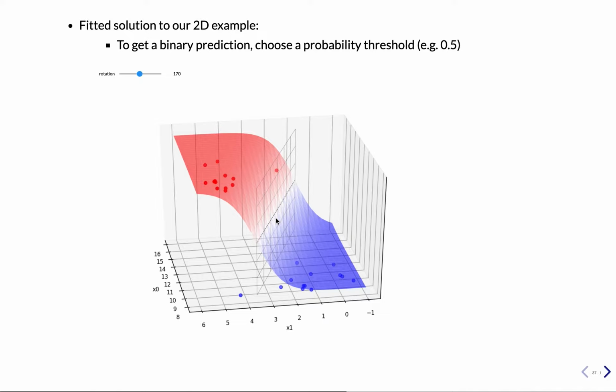In principle, you can choose where you put this threshold. We'll see this later when we talk about evaluation functions. But in principle, you don't have to stick to a 0.5. If you want to reduce false positives or false negatives, you can move this up or down depending on the application.